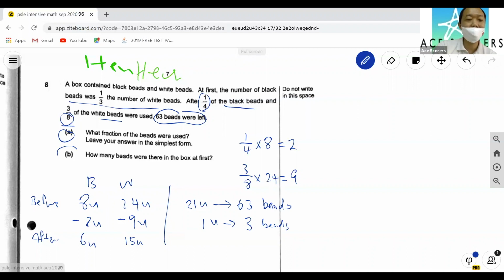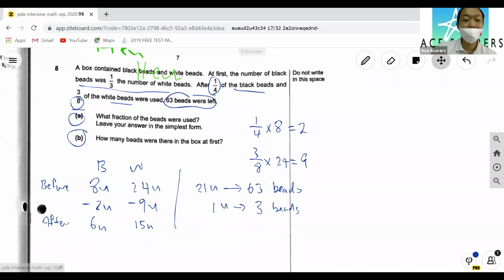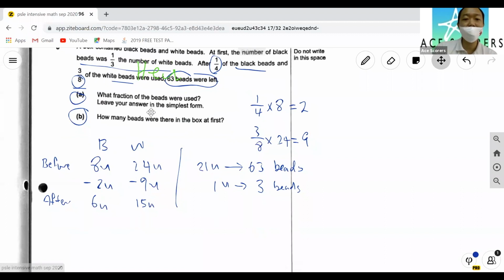How many bits were in the box at first? We actually solved the whole thing already, right? Yeah, I was just checking the answer. So what fraction of the bits were used?